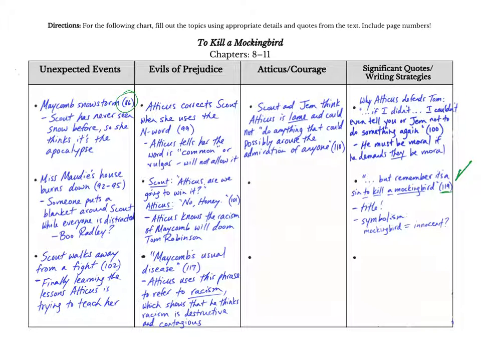Look at this one. So here I have writing strategies. And I included the quote, but remember it's a sin to kill a mockingbird. And I pointed out, first of all, that's the title. Second of all, it's symbolism. I don't just say it's symbolism, though. I actually indicate what the symbol represents. You should always do that. If you have a mood, you need to tell me what the mood is, etc. You got to be as specific as possible.